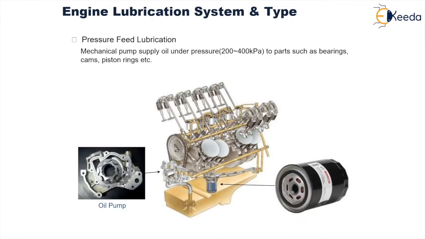Again, this is another view of a full pressure lubrication system. You can see that the pressure developed is 200 to 400 kilopascals over here, and you can see the example of a gear type oil pump. Okay, and again we can very well see over here how the oil is supplied to different parts, the valve mechanism, the combustion chamber, the crankshaft bearings, and so on.